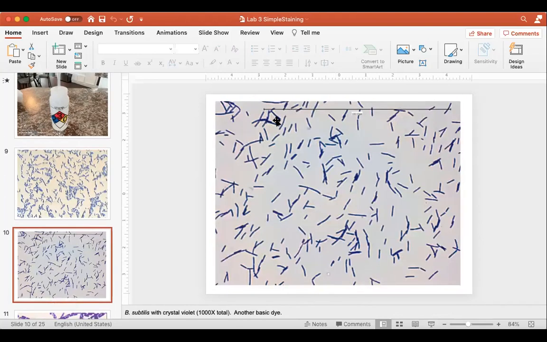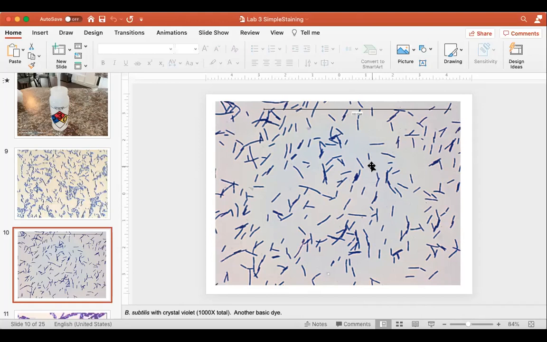Here's another slide that was stained with another basic stain. The basic stain that was used on this slide is called crystal violet. Crystal violet is another very common stain. In fact, you're going to see it when we talk about gram staining in a couple weeks. Crystal violet also imparts a bluish color, but it's more purple, hence the name violet. It gives it this lovely dark blue purpley color.